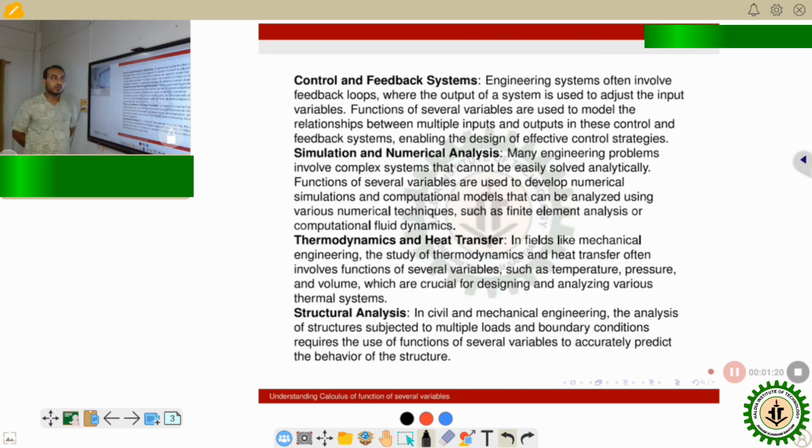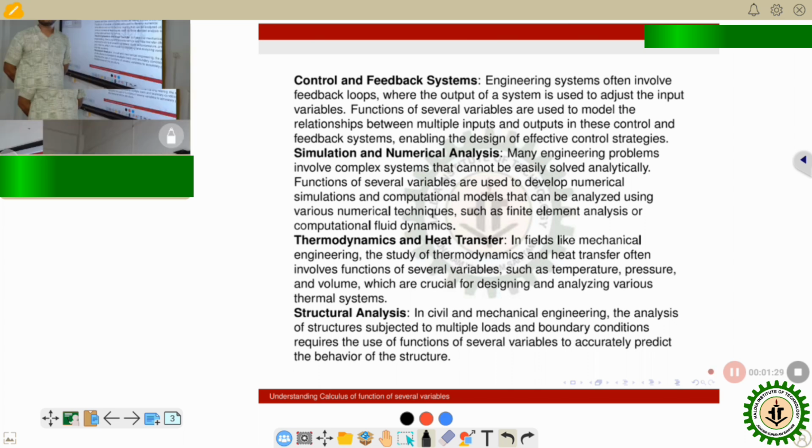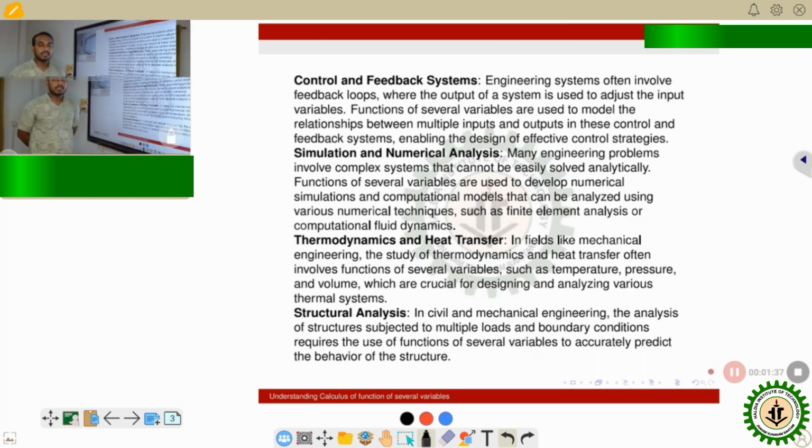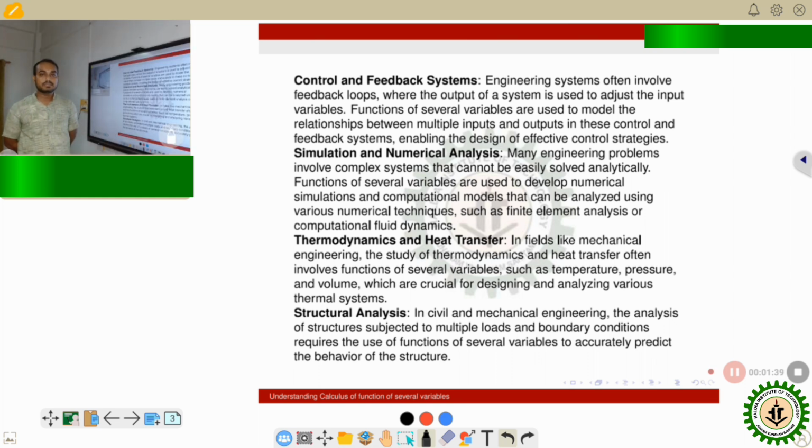So in such control and feedback systems, you can apply the functions of several variables, where the input variable may be changed from 2, 3, 4 up to whatever, but the output is a single variable. So you can utilize the functions of several variables to understand the control of the feedback system also.